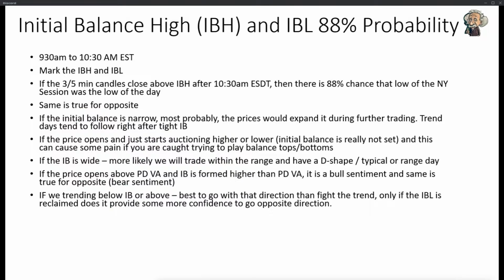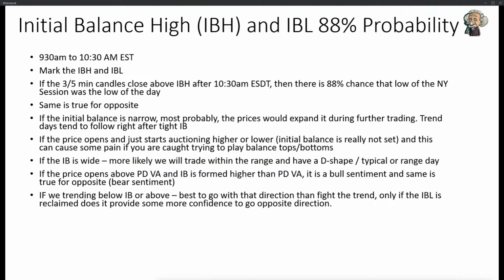If you've been with us, initial balance, typically, if you spend a lot of time above initial balance high, there's an 88% chance that the IBL, the low of the day, has been set. So what that gives you is a high probability setup.